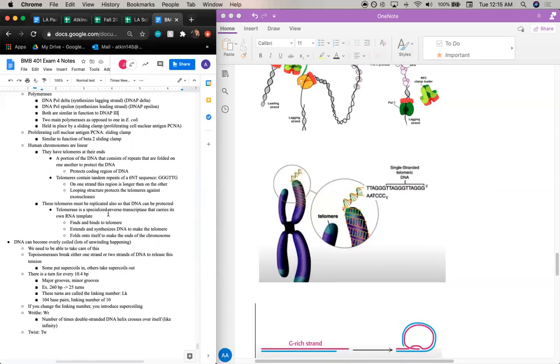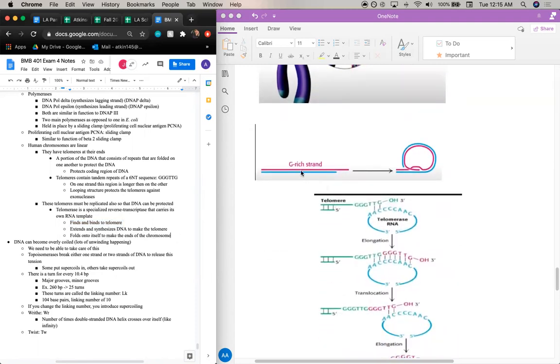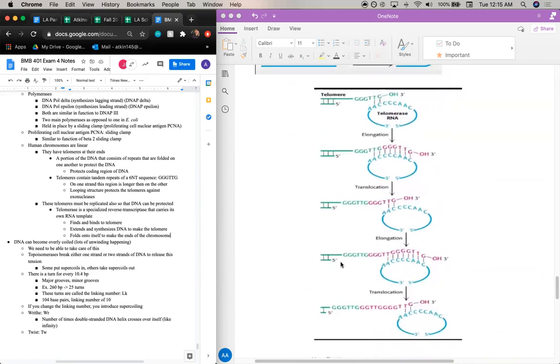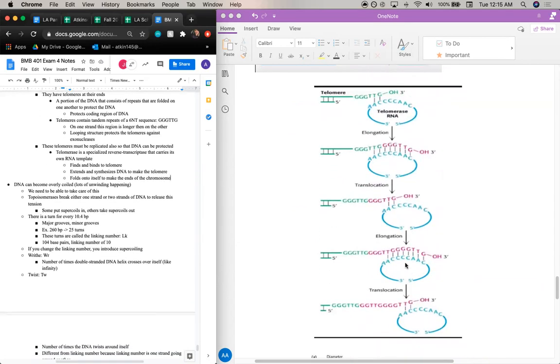So telomerase is a specialized reverse transcriptase that carries its own RNA template. Reverse transcriptase, so we're going from RNA to DNA. It finds and binds to that telomere, extending and synthesizing DNA to make a telomere, and then it folds onto itself to make the ends of the chromosome. We can see here one strand is longer than the other, so it makes a loop. Here we're seeing telomerase come on, elongating, and then folding onto itself. Cool. Again, not a super expert at this, but we're doing the best we can.